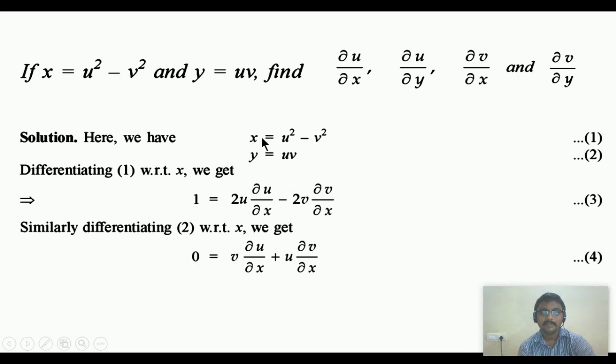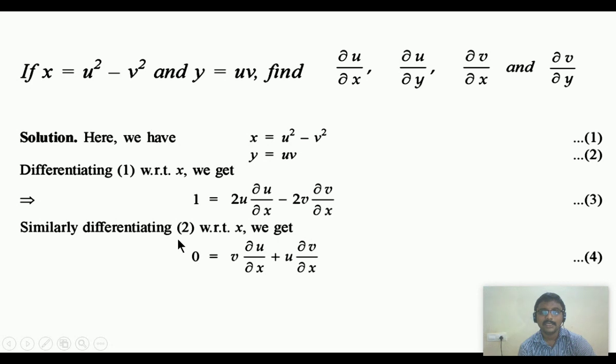Differentiating equation 1 partially with respect to x. So x derivative is 1, u square derivative 2u into dou u by dou x minus constant v square derivative 2v into dou v by dou x. Let it be equation number 3.